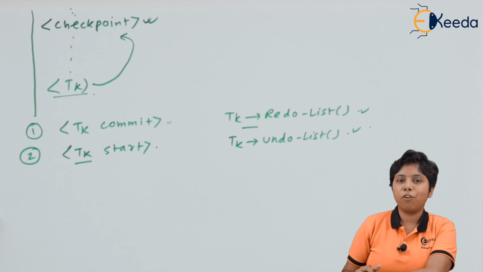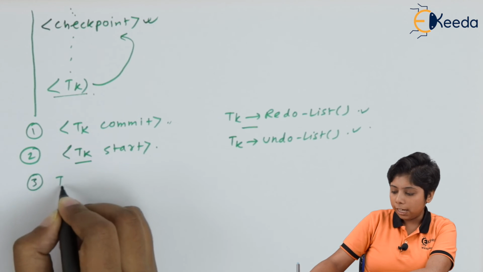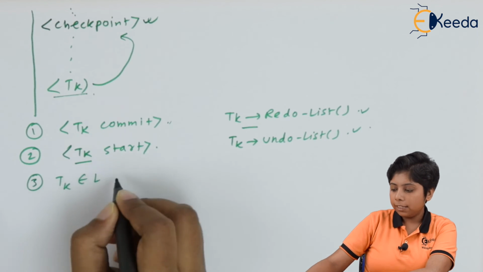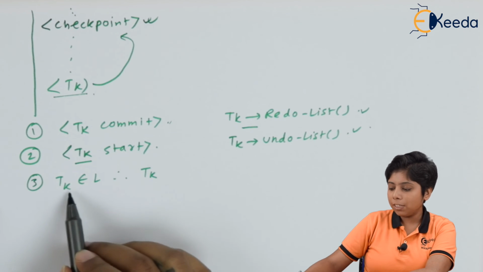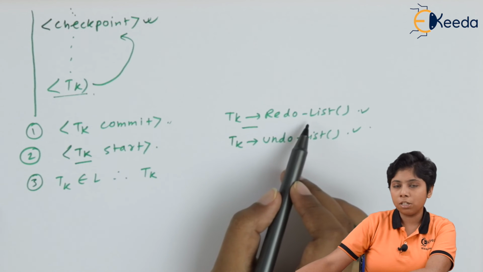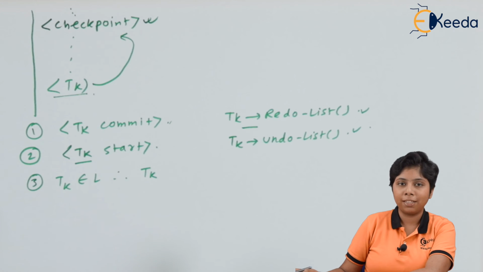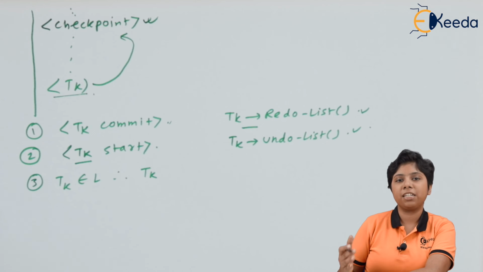Now we need to check the checkpoint list L. First we record all the transactions belonging to L. For every Tk in L we need to check against the redo list. If Tk belongs to L and is also in the redo list, then we need to do nothing, because it has already been added to the redo list as an active transaction.